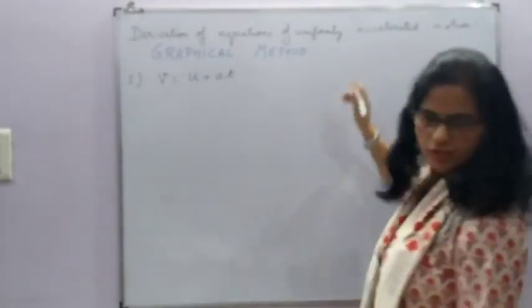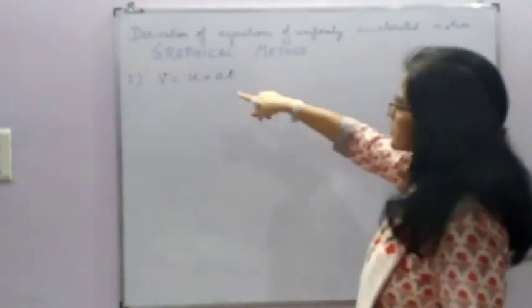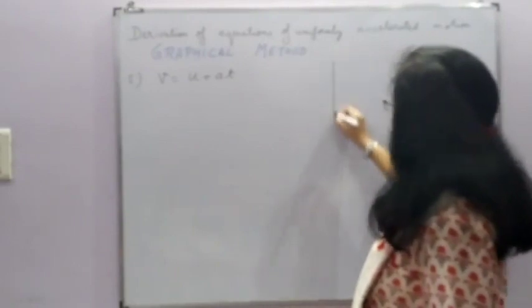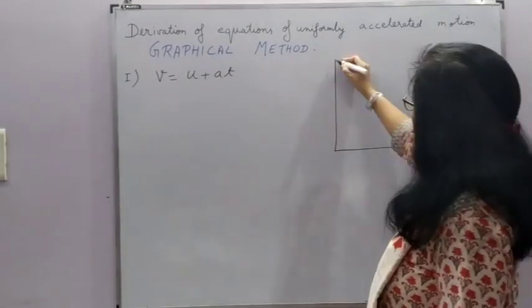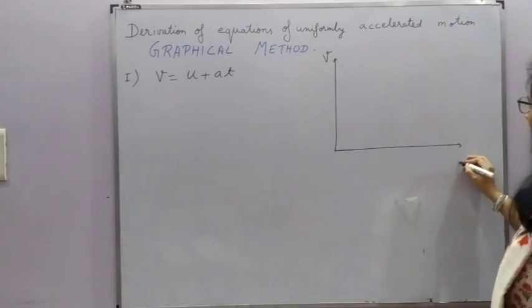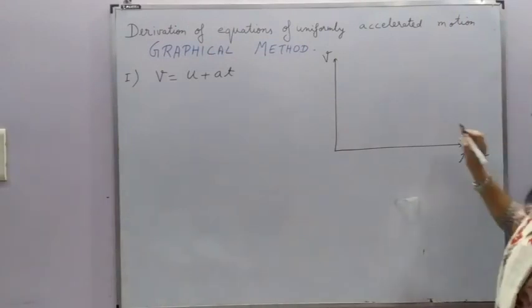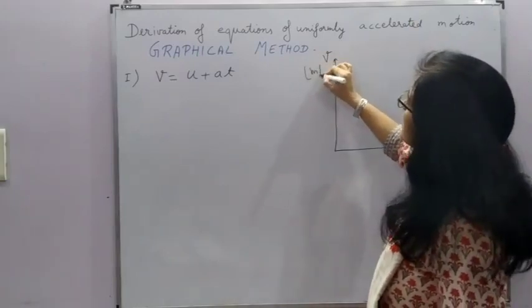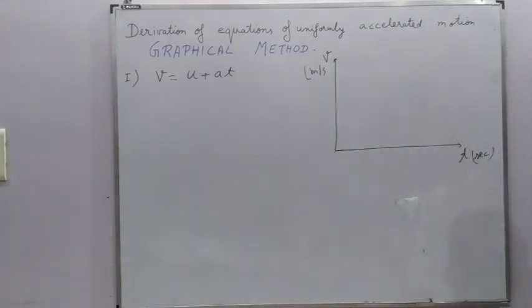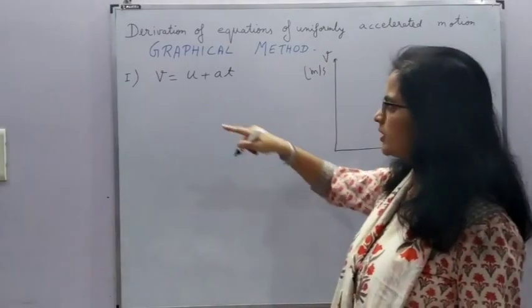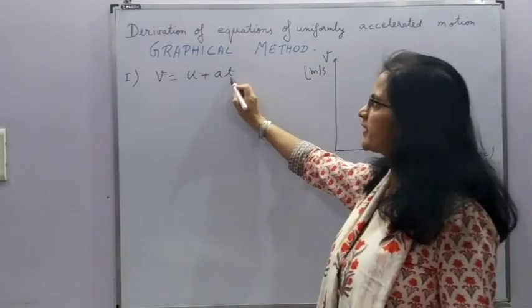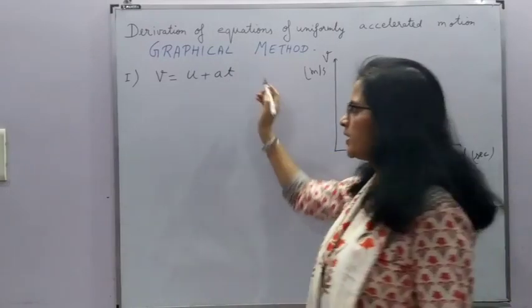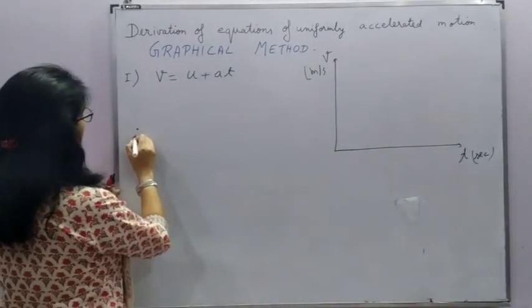Now for this derivation, we have already studied the graphs, so we must recall what these graphs are when we consider the velocity on the y-axis and time on the x-axis, because time is an independent quantity and velocity is a dependent quantity. You remember the figure which we had drawn, that at time t is equal to 0, the initial velocity is u. Let's again draw that.